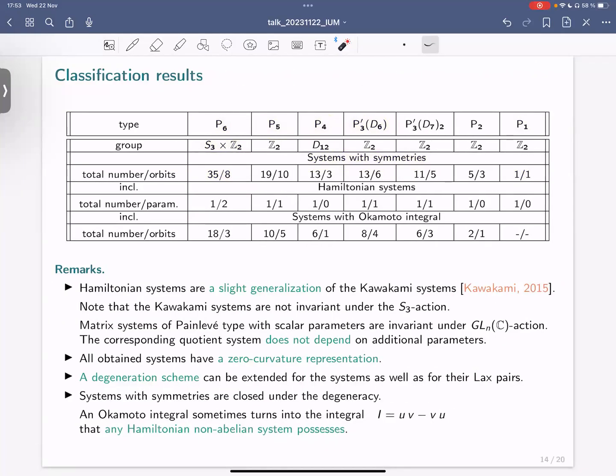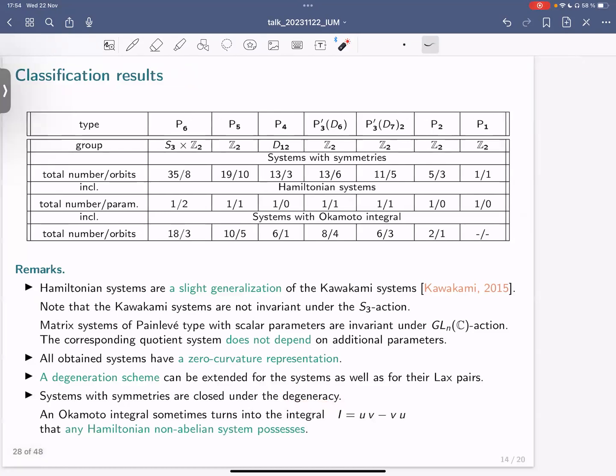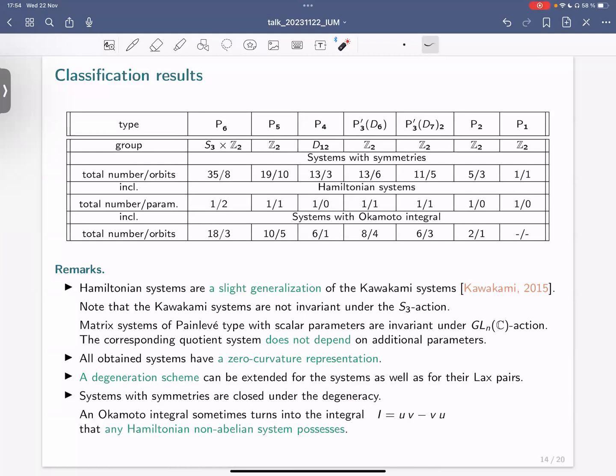What I also would like to say, all our systems have a zero curvature representation, and they are also connected with each other by a degeneration procedure that can be done for the systems and for their Lax pairs. Also, our systems are closed under this degeneration procedure, and they are also closed under this group action. If there are no questions, I would like to go to the second part of this talk. Yes, please.